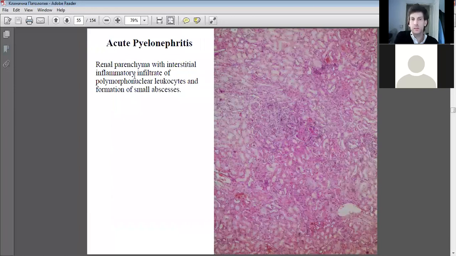Interstitial inflammation, infiltrate of polymorphonuclear leukocytes, and small abscesses. So the abscesses are a consequence of cell death, and also a consequence of macrophage action. You get pus formation. So let's see if we can identify the areas of inflammation and the abscesses.